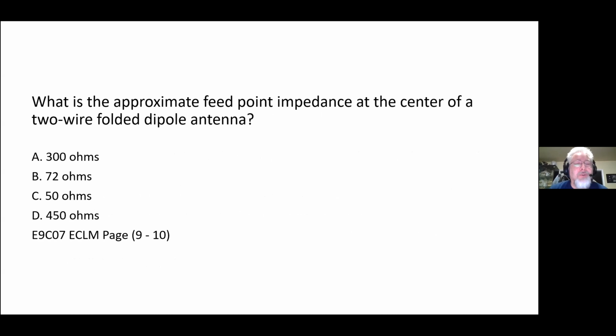What is the approximate feed point impedance at the center of a 2-wire folded dipole antenna? A, 300 ohms. B, 72 ohms. C, 50 ohms. Or D, 450 ohms. Alpha. Correct answer is Alpha, 300 ohms.